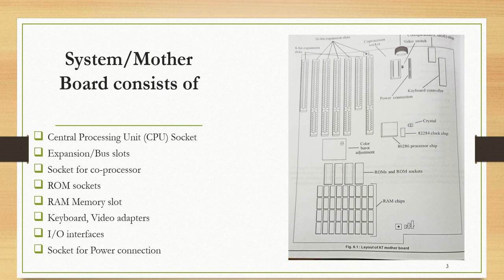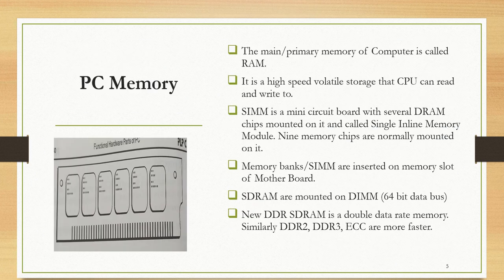SIMs are inserted in the motherboard as shown in the motherboard location. Now, what is a SIM? A SIM is a mini circuit board with several DRAM chips mounted on it, called single inline memory module. These SIMs are in the picture. You see so many chips are inserted here: 1, 2, 3, 4, 5, 6 memory chips are inserted on the printed PCB, that is called a SIM. This is a single inline memory module.